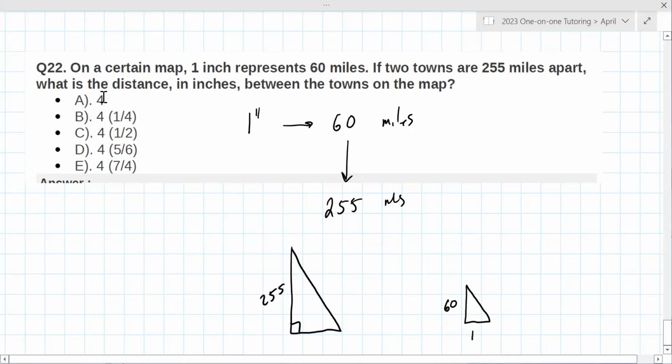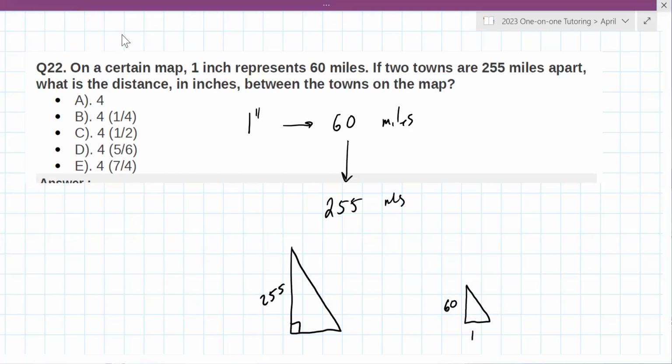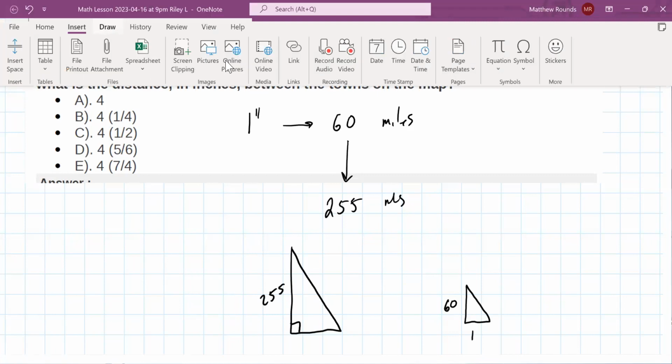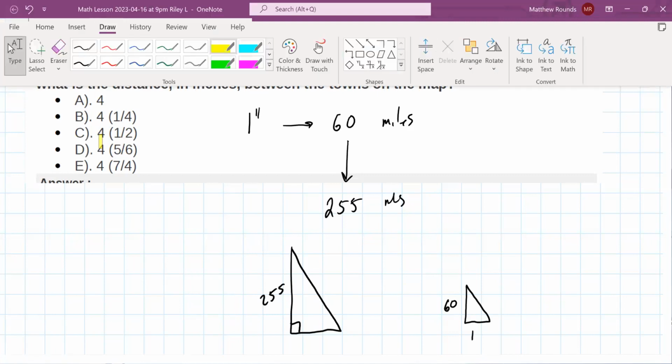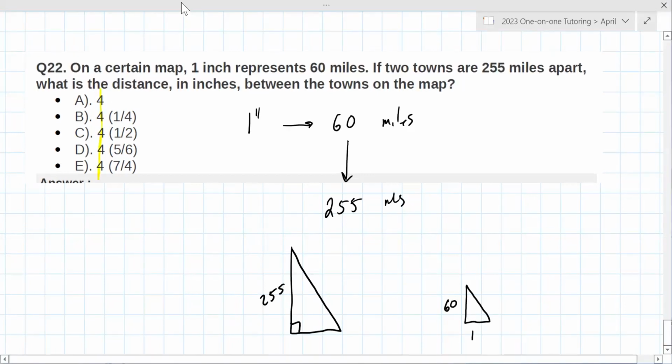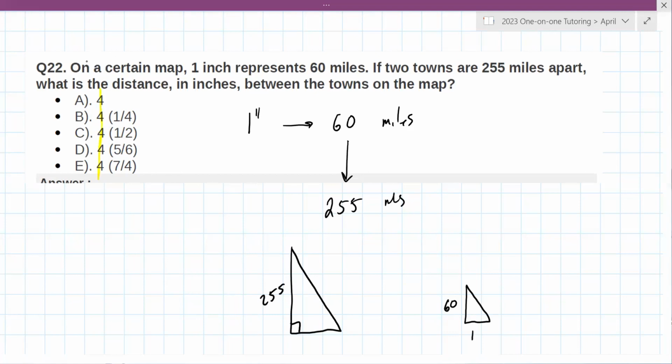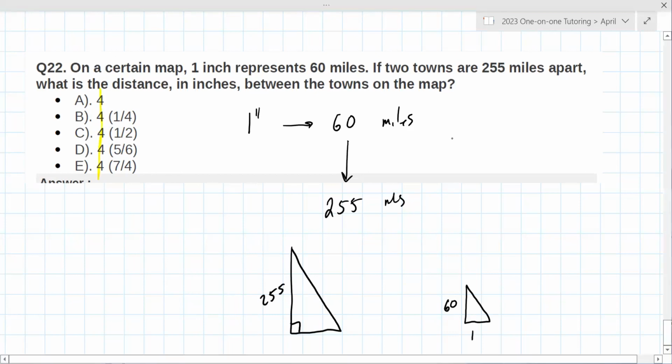But you can see all the answers have a 4 in there. Okay. And that's a test taking strategy. You look at the answers and you're like, okay, what's the same? What's different? Well, they all have a 4 in it. Okay. So we know it's at least 4 inches, right? So if you take the 60 here and you multiply it by 4, can you tell me what that is?